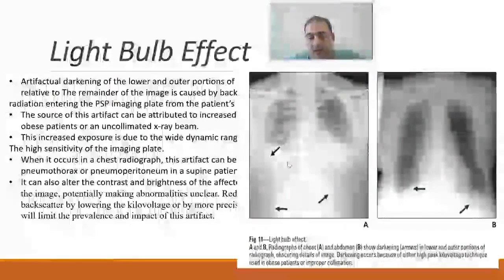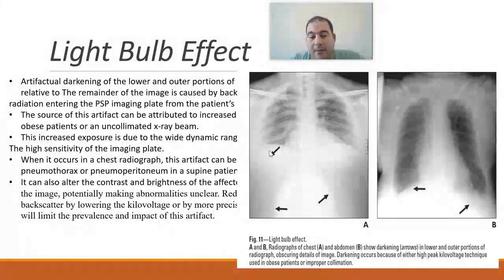The light bulb effect causes a phenomenon known as darkening in certain regions, which appear in this way. Here you find that the level of darkening is less than the neighboring regions around it. This is due to what?